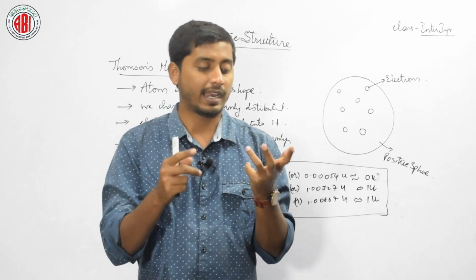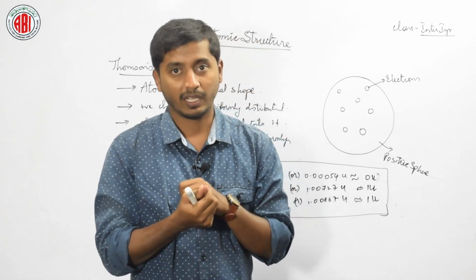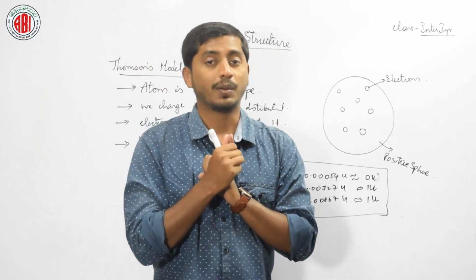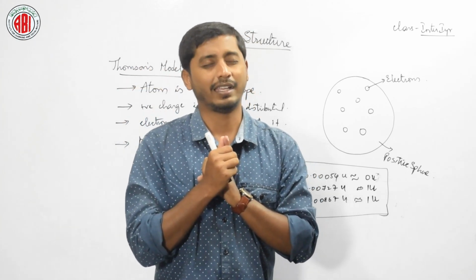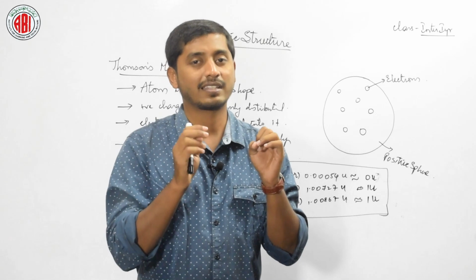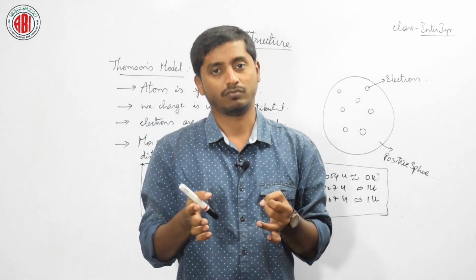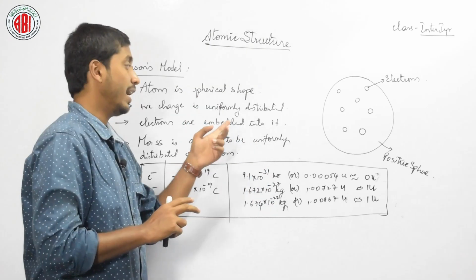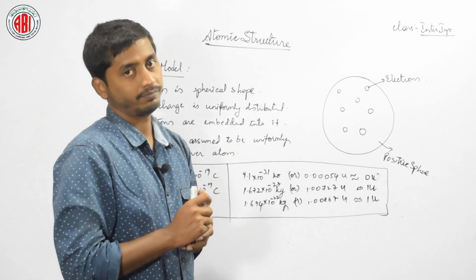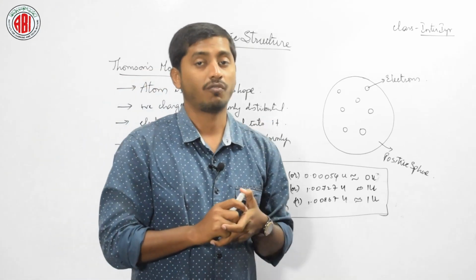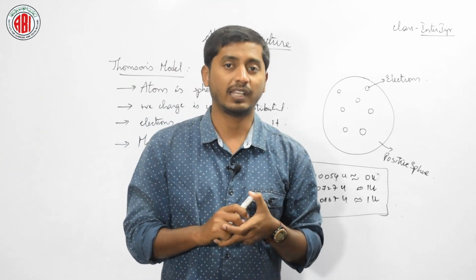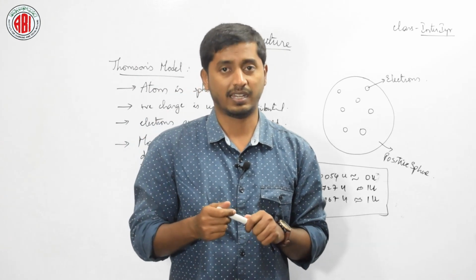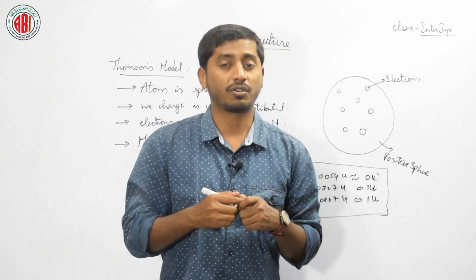He tells that an atom is in the form of a sphere in which the whole sphere is filled with positive charge. He does not say particles, he just says that it is filled with a positive charge. And the third point is electrons are embedded into it, like a watermelon. This is what Thomson tells. Is it clear? Then after that, let us go to the next model.